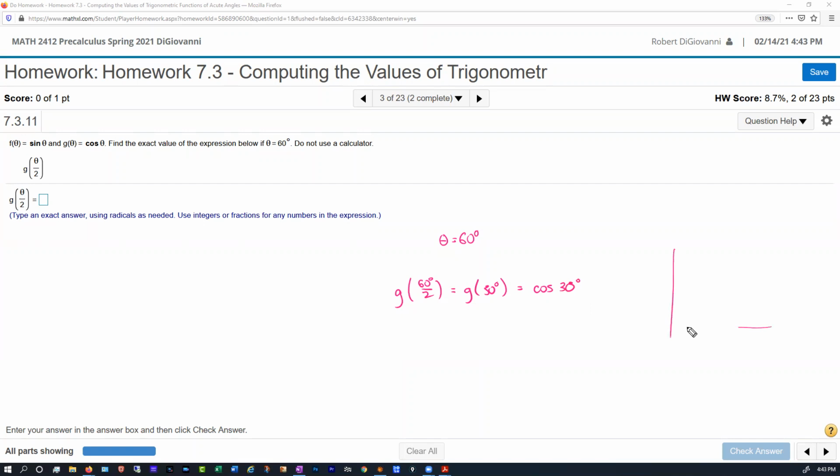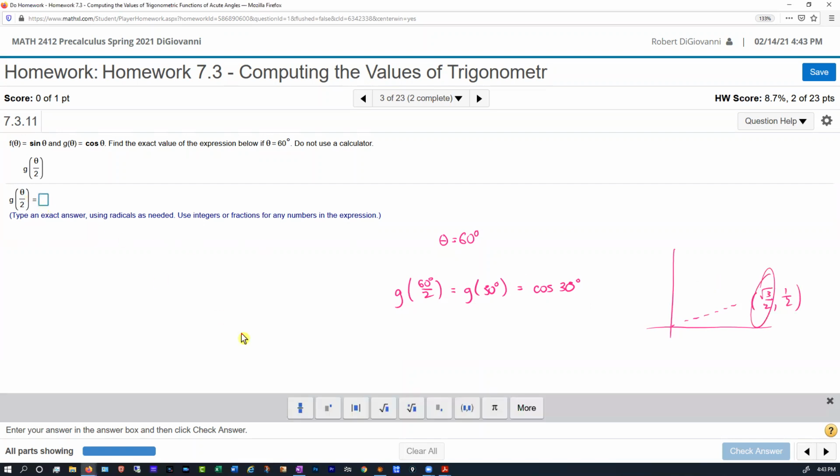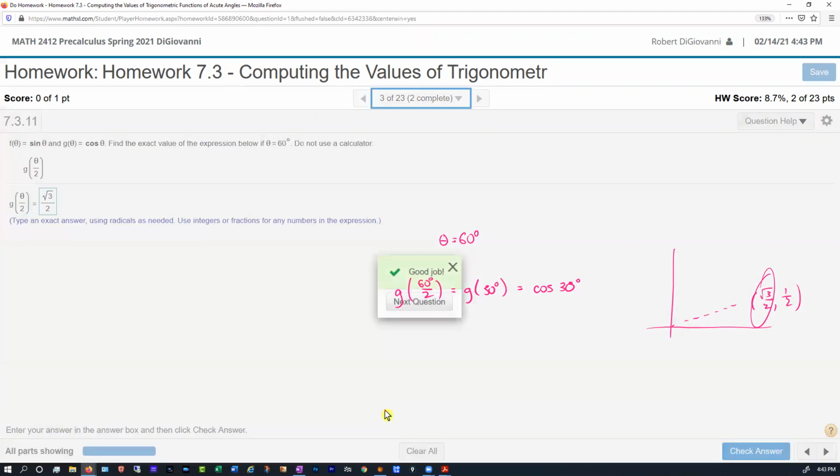And we can go to our circle, we can go to that common angle, here's 30 degrees. That has the coordinates root 3 over 2, 1/2. And since we're talking about cosine, we're talking about the x coordinate, so the answer here is square root of 3 over 2. Square root of 3 divided by 2. And we're done.